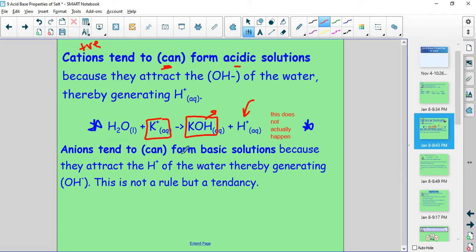Anions can do something similar. They can tend to form basic solutions because they can attract the opposite ion out, a hydrogen ion from water, thereby generating the basic ion from the Arrhenius definition, the basic ion hydroxide. So this can tend to happen. This specific reaction does not, but it helps to illustrate what cations can do.